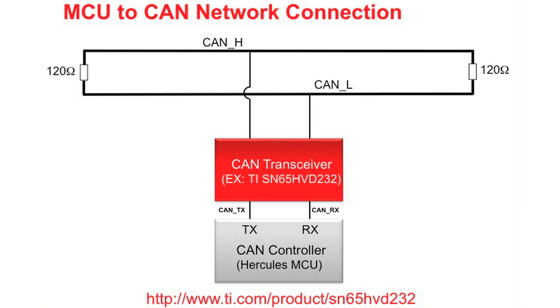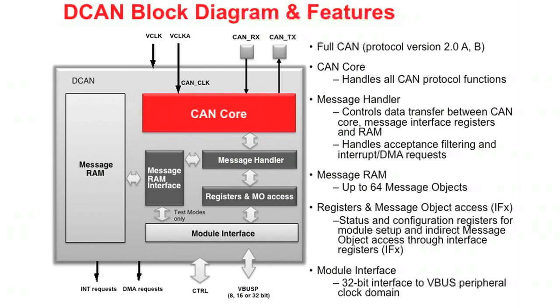There are many CAN transceivers available from Texas Instruments. The transceiver integrated into the Hercules development boards is the SN65HVD232. For more information about this CAN transceiver, please visit the website ti.com/product/SN65HVD232. The DCAN module integrated into many Hercules MCUs implements the full CAN protocol versions 2.0A and B.